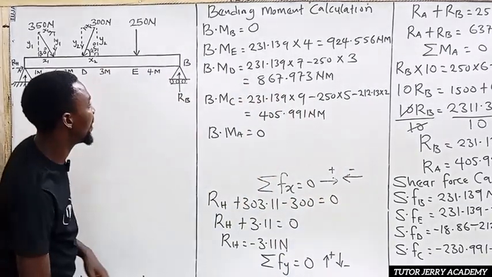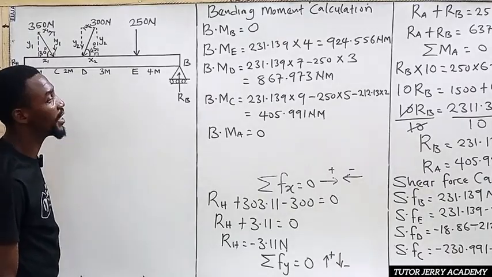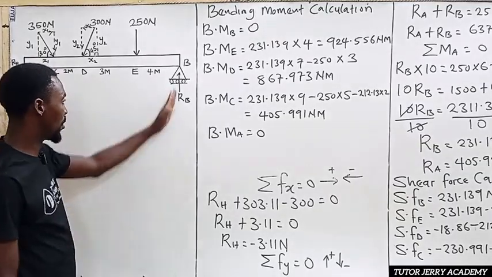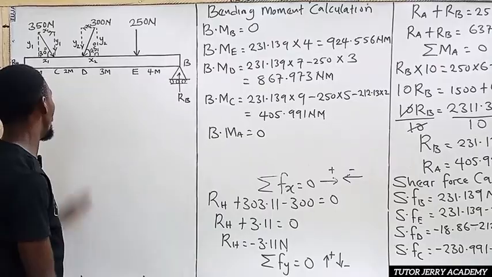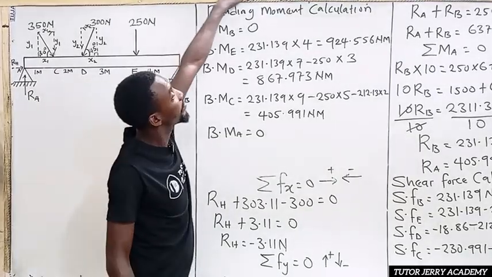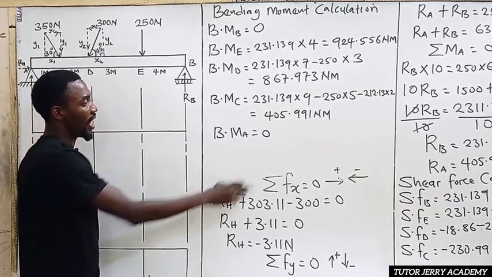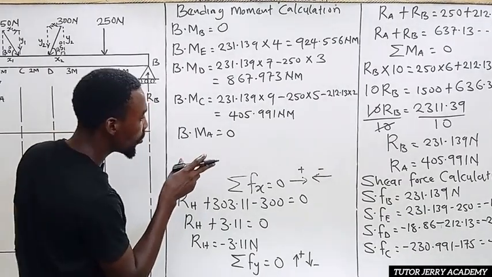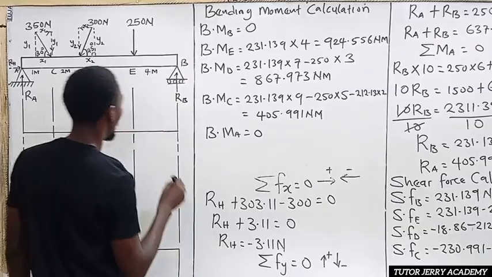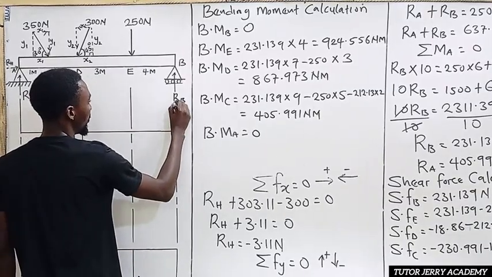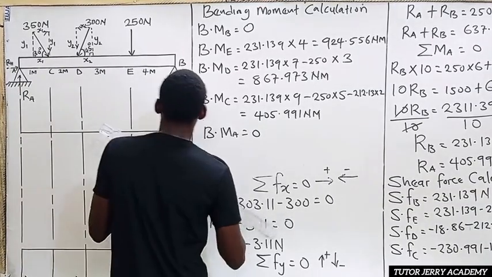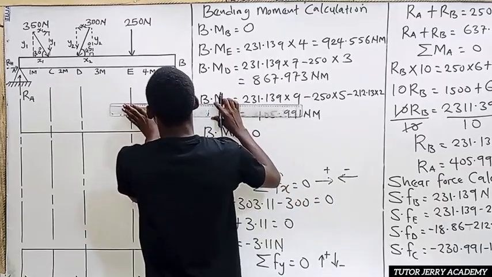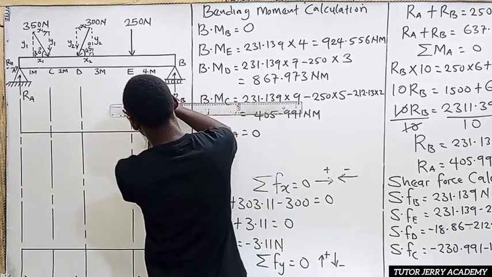All right, so now the next thing we are going to be doing is drawing our shear force and bending moment diagram with the above information. We are going to trace down every point that we have, and where there is a load, a straight line. All right, our shear force at point B is nothing but 231.139. So let's make use of this place. Between B and E we don't have any load, so we are going to make use of a constant line here.